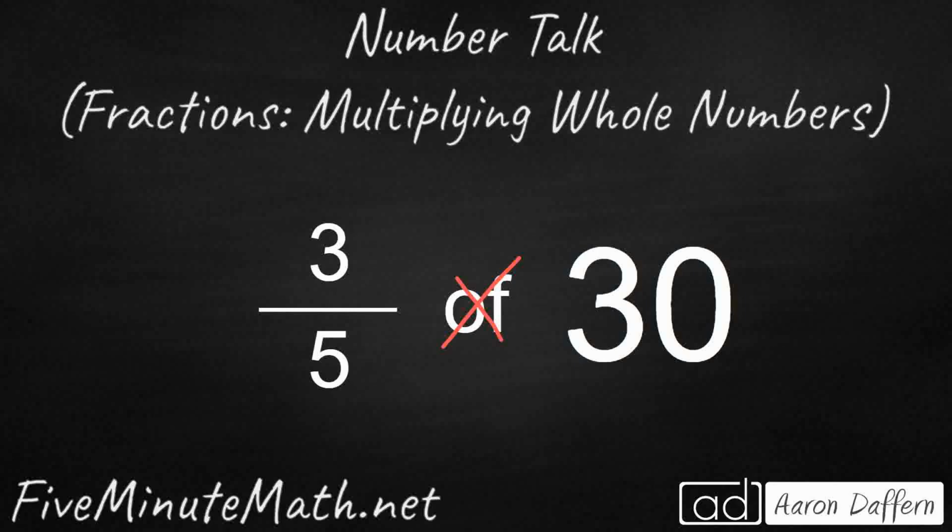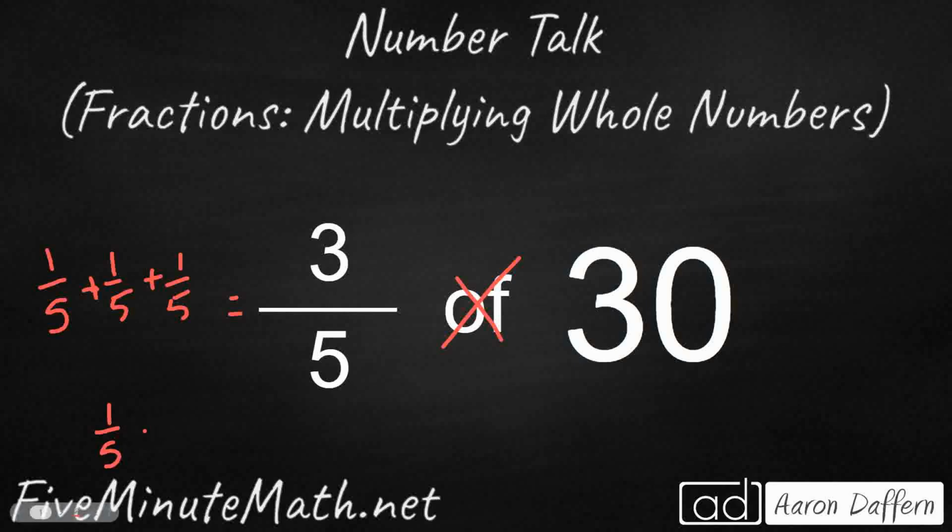Well, one way is to re-envision that 3/5 as just the sum of some unit fractions. So 3/5 is really just 1/5 plus 1/5 plus another 1/5. So if I can figure out what 1/5 of 30 is, I can just triple it. So what is 1/5 of 30? Well, "of," right, means multiply.